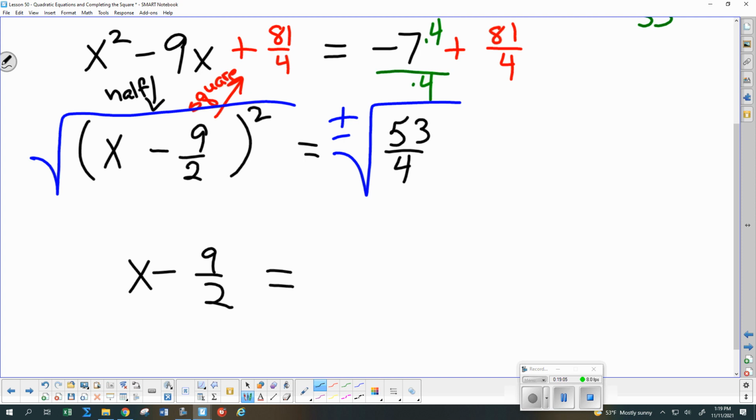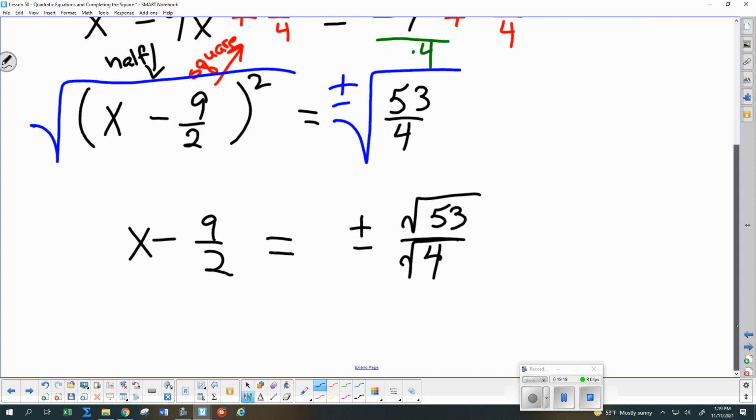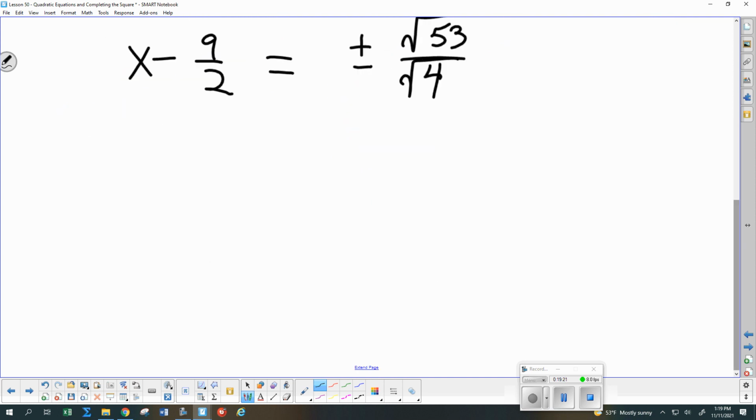So in this case, I am looking at plus or minus the square root of 53 over the square root of 4. But we know the square root of 4 is what, everybody? So I have my plus or minus root 53 over 2. What do I need to do to have x by itself? Add 9 halves to both sides. So that becomes a plus 9 halves over here.